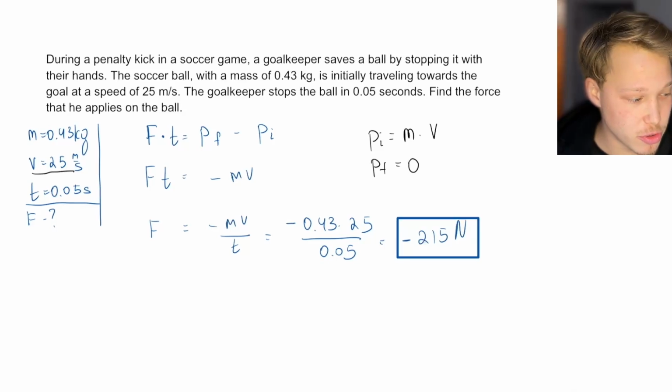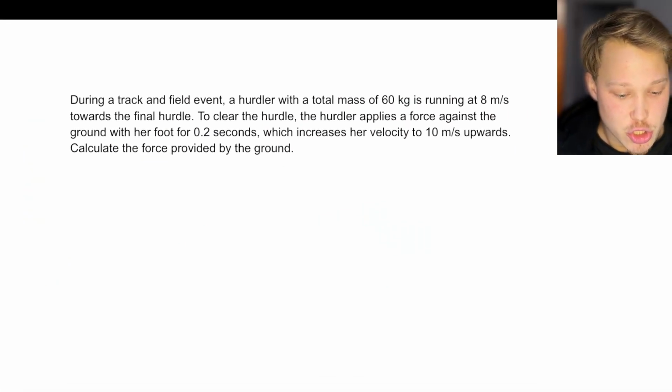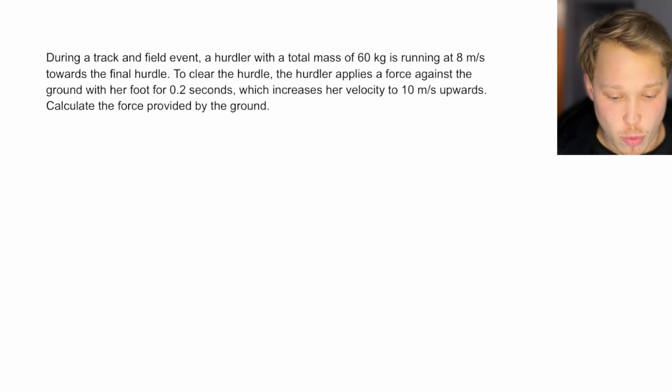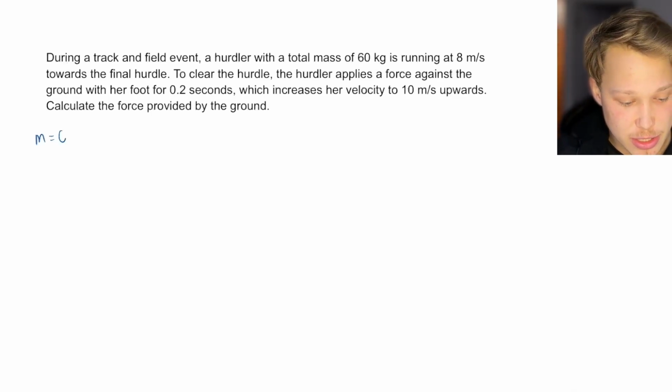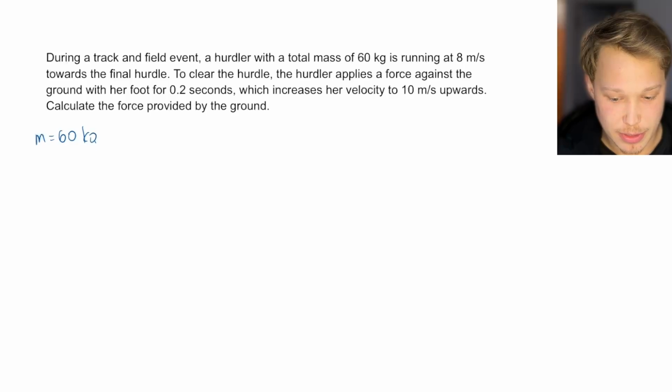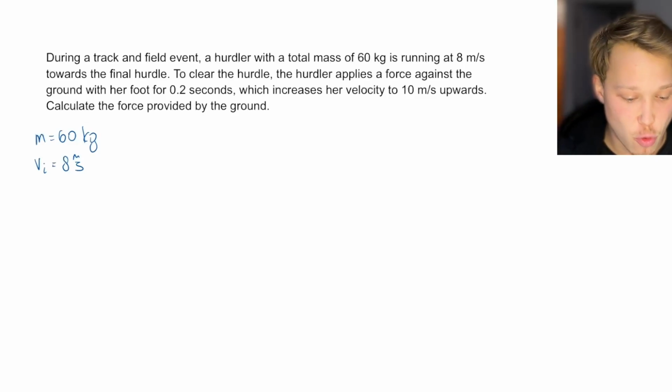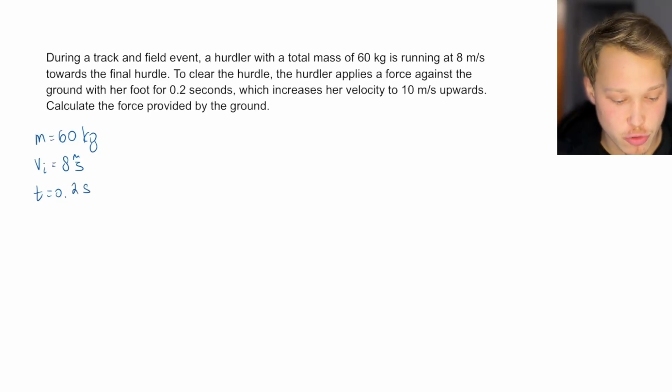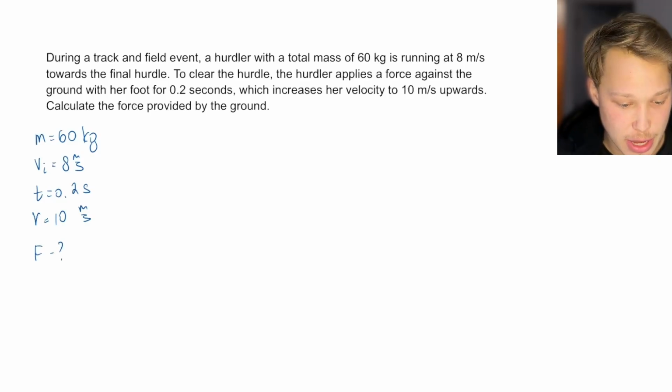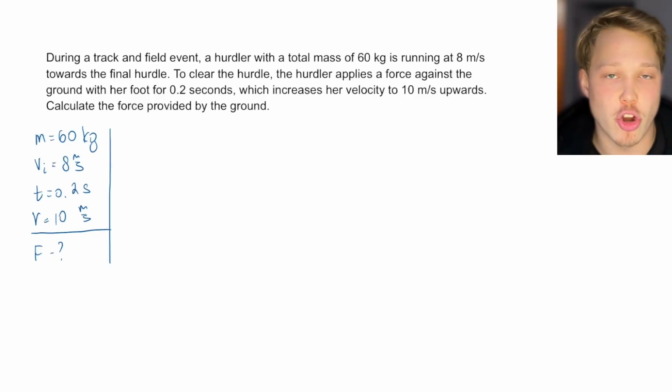It's going to be pretty similar to the previous one. So during a track and field event, a hurdler with a total mass of 60 kilograms is running at 8 meters per second towards the final hurdle. To clear the hurdle, she applies a force against the ground with her foot for 0.2 seconds, which increases her velocity to 10 meters per second. Calculate the force applied by the ground, or essentially by the hurdler on the ground, which is going to be the same as the force applied by the ground.